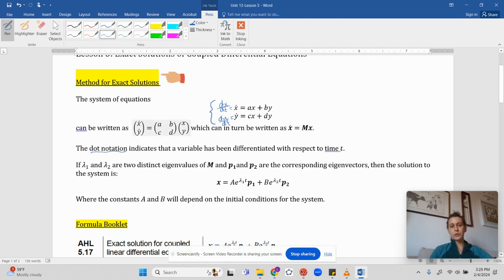If you remember why that's true, it's because we can multiply rows by columns to get the first row, which would be ax plus by. You multiply the corresponding elements, a times x plus b times y, which is what is up here. And then for the second row, you would multiply c times x plus d times y, rows times columns, which is what is there. So this is how to turn a system of equations into matrix form.